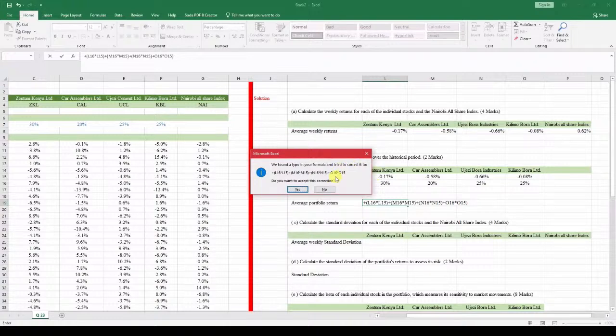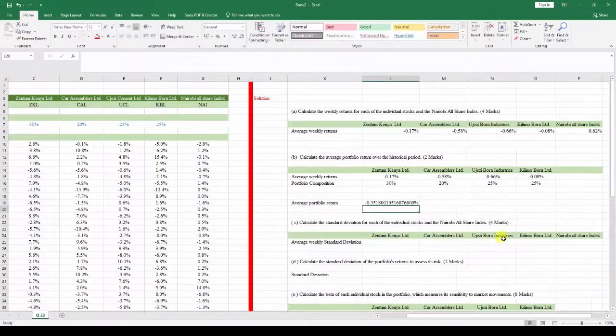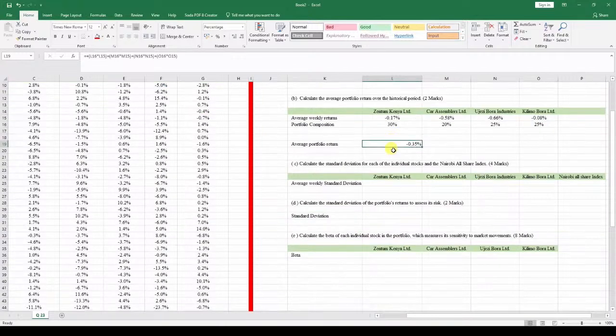So I think I didn't open a bracket here, that's why it's giving me those values there. So we open a bracket over here, and then once we close it like that and we decide to enter, it will actually be okay. So we only want it in 2 decimal places, so we just reduce it like so to 2 decimal places, like that, 0.35%. Now once we've gotten our portfolio return as 0.35%, we can move on to part C.